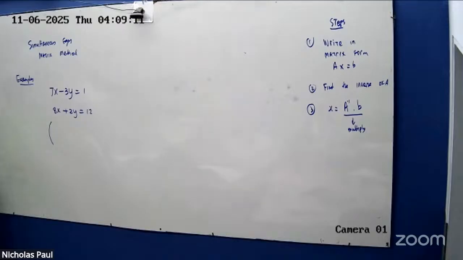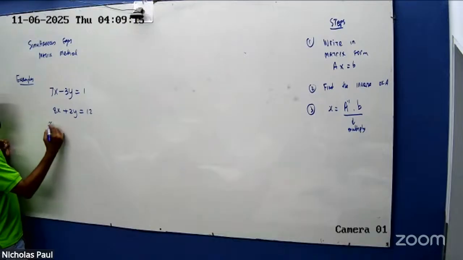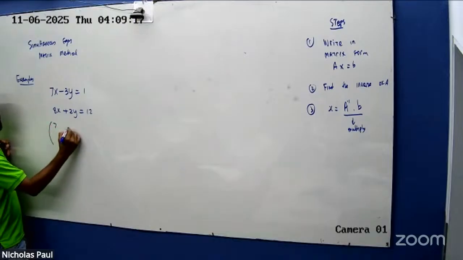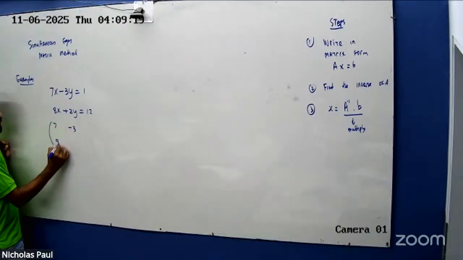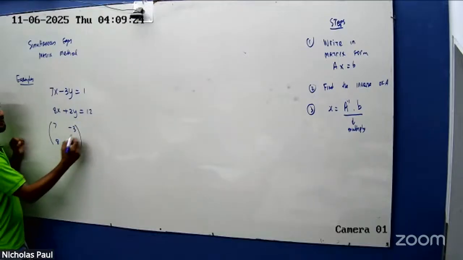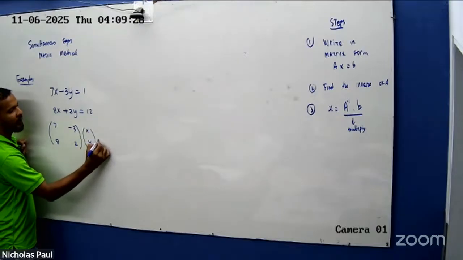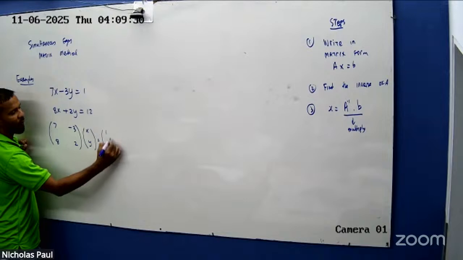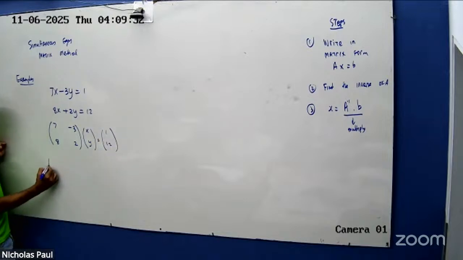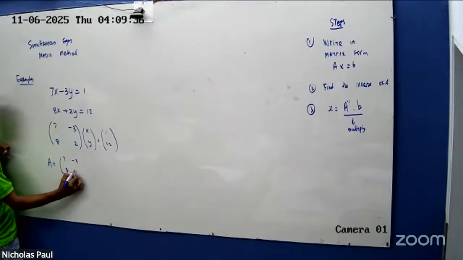What did you get? 1, 2. Right? So 7, minus 3, 8, 2. Right? That is the first part. Then you put x, y here equal to 1, 12. So we know A here is 7, minus 3, 8, 2.